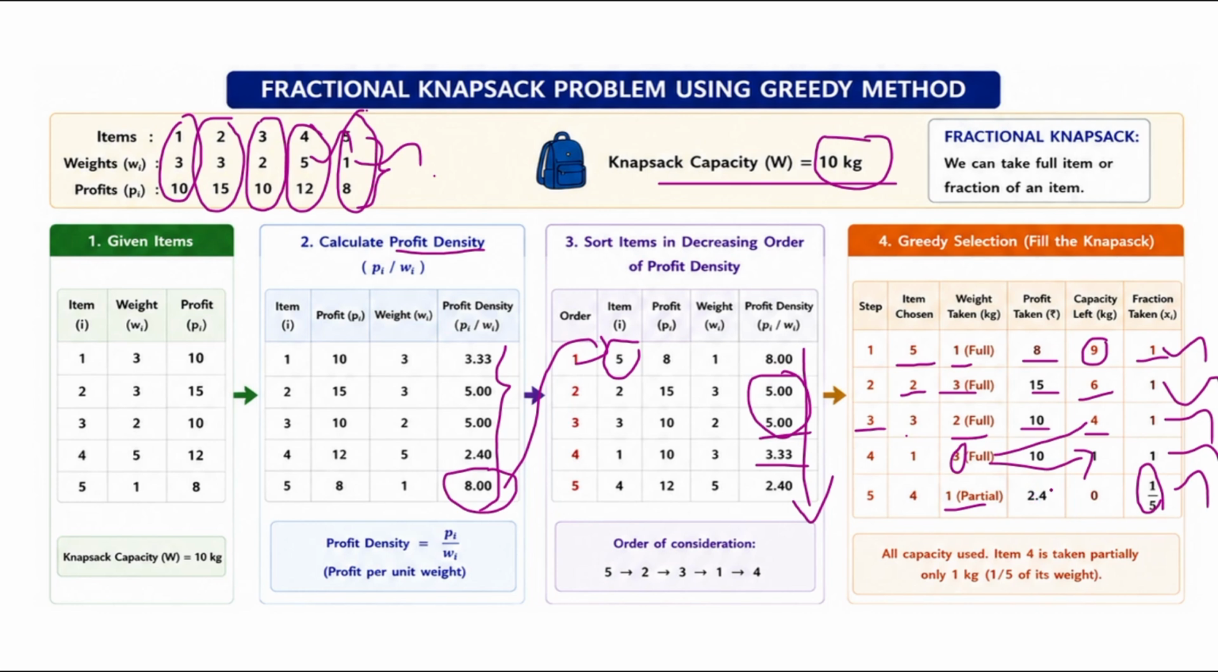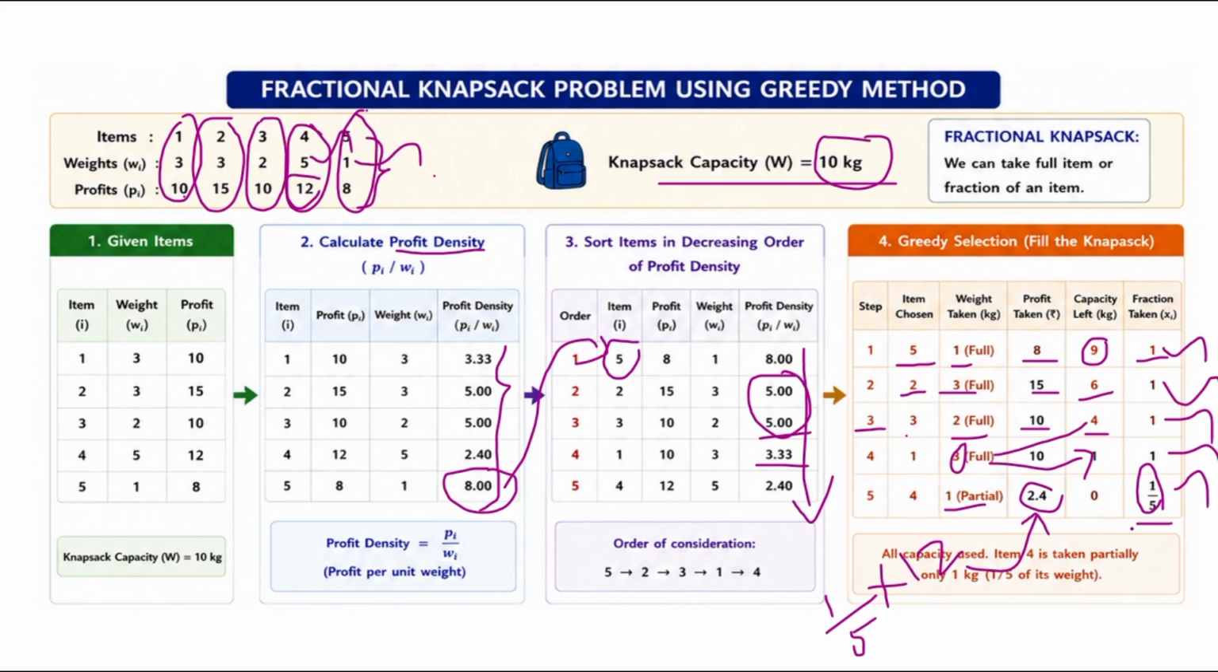Then how to find this 2.4 profit taken? In all the others, you directly put the profit value here, right? But in the fourth item, we cannot directly put the profit value because we take only a partial item. So how to find this? The fraction multiplied by the total profit: 1 divided by 5 into 12, the answer is 2.4. What is the fraction value here? Only 1 kg among 5 kgs, into the actual profit of item number 4, that is 12, right? So we get the answer 2.4.